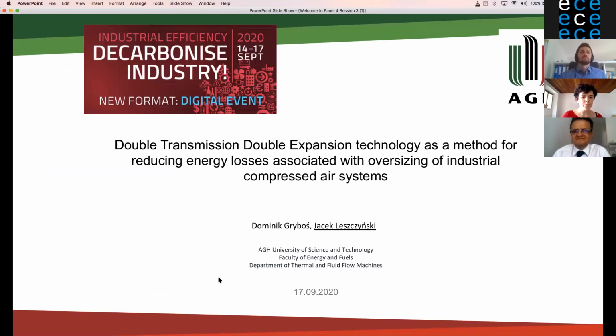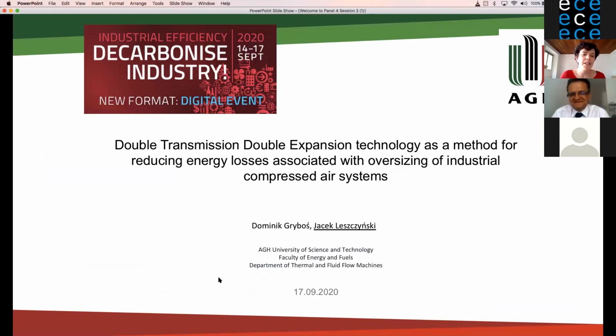Now, we will have our second presenter, Jacek Leszczynski. I'm sorry if I pronounced you in a bad way. Excellent, excellent. From the University of Science and Technology in Krakow, he will introduce us to the double transmission, double expansion technology in order to reduce energy losses associated with the oversizing of industrial compressed air systems, especially in pneumatic machines. So Jacek, the floor is yours. You can start your presentation.